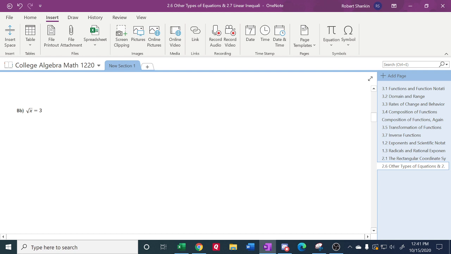Square root of x is equal to 3. Solve that equation.